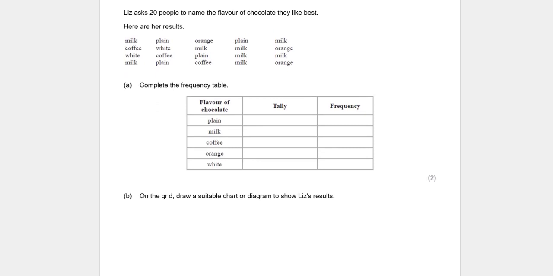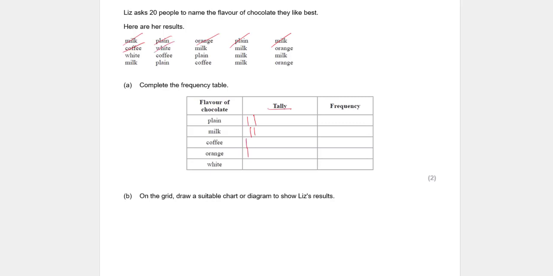Liz asked 20 people to name the flavor of chocolate they like best. Here are her results. Complete the frequency table. And we've got a tally here, so we need to complete the tally. Every time you put a tally on, cross it out so you don't repeat it. So plain, let's do one at a time. No rush. These are easy questions. We need to make sure we pick up all these marks. Can't afford to make mistakes on these ones.